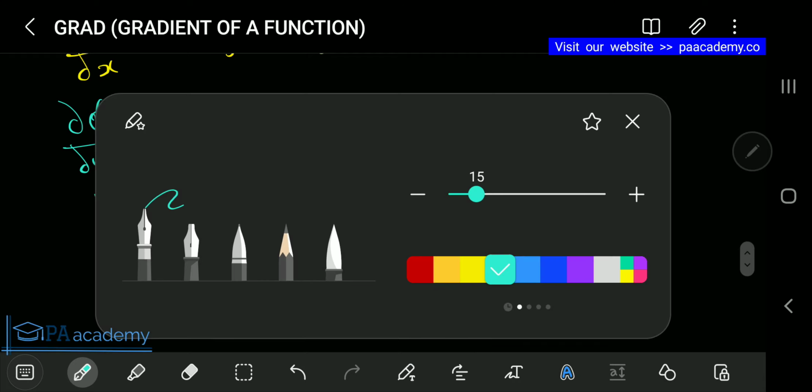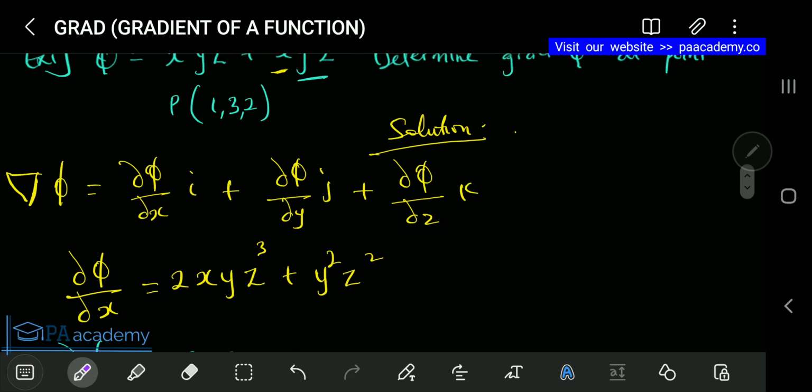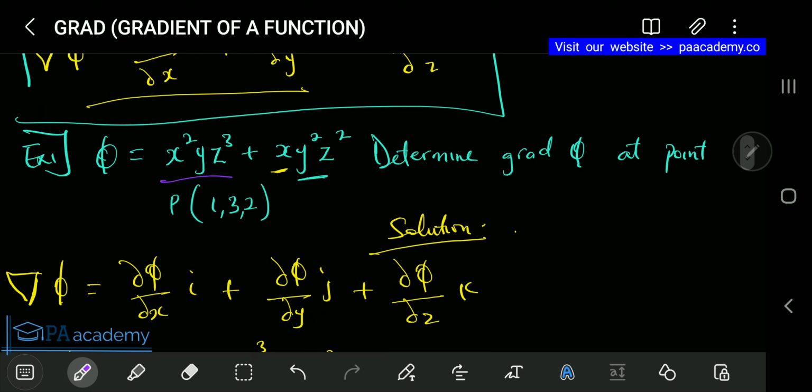Alright, so that is for the y. So now let's go ahead and do that of z. So we'll be having a partial differential with respect to z. So now let's look at it together. Again, if you differentiate this with respect to z, if you differentiate z cube, that will give us 3z squared. Now this x squared and y remain as a constant, so we are going to rewrite that. So this will give us 3x squared yz squared.